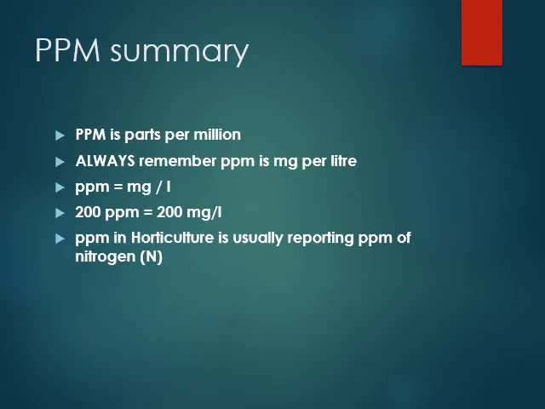So let's summarize where we're at. ppm means parts per million, and it is always milligrams per liter. So if you have 200 ppm, that means it's 200 milligrams per liter. And as a rule, ppm often refers to nitrogen unless specified otherwise.